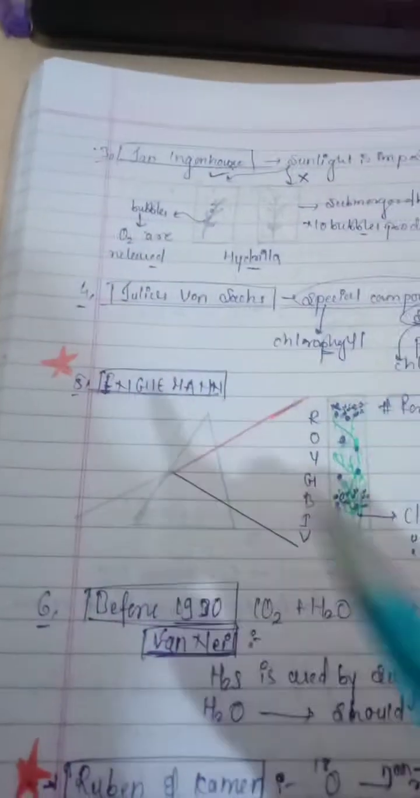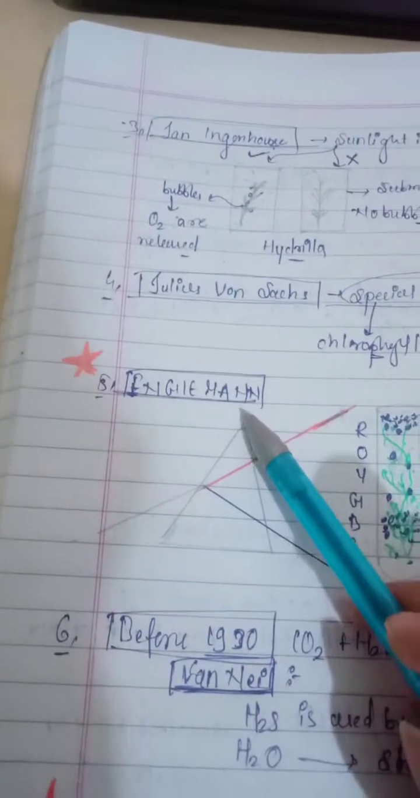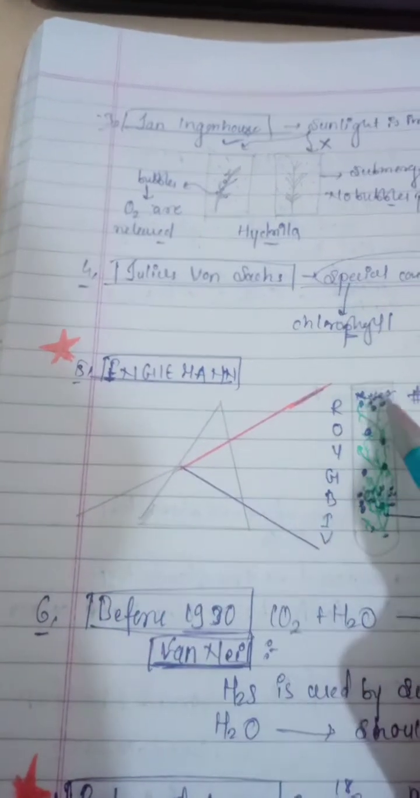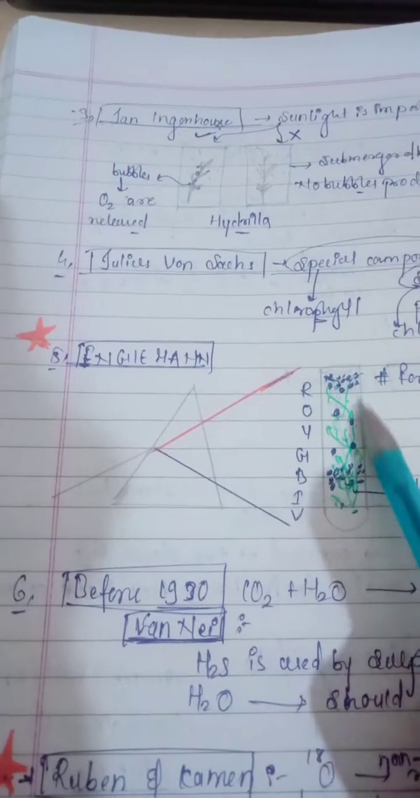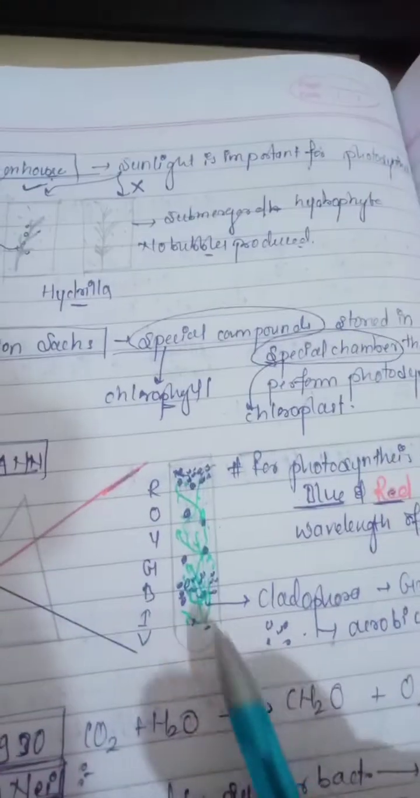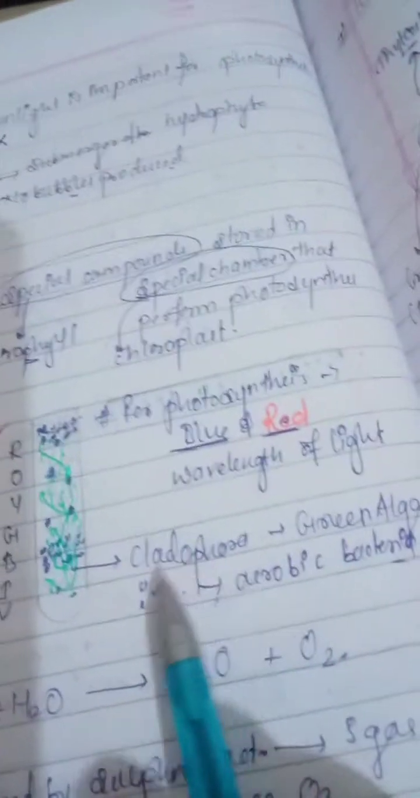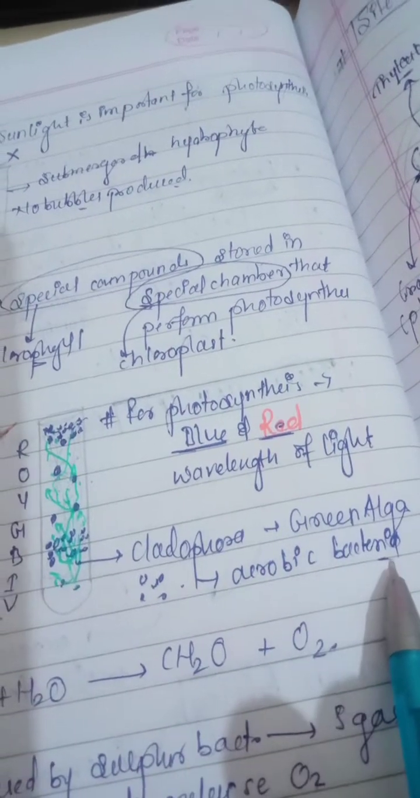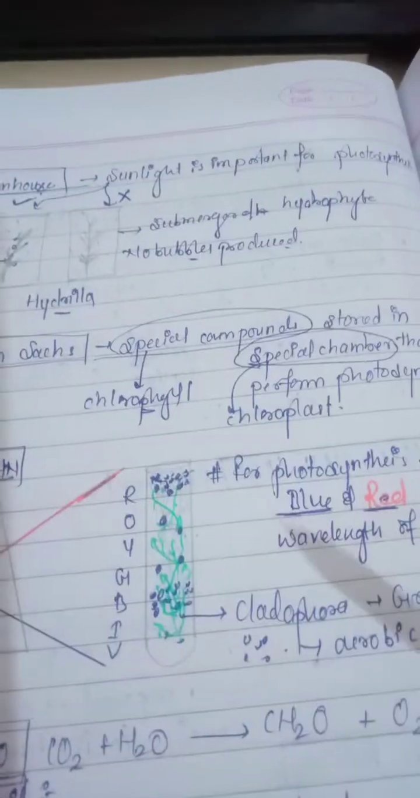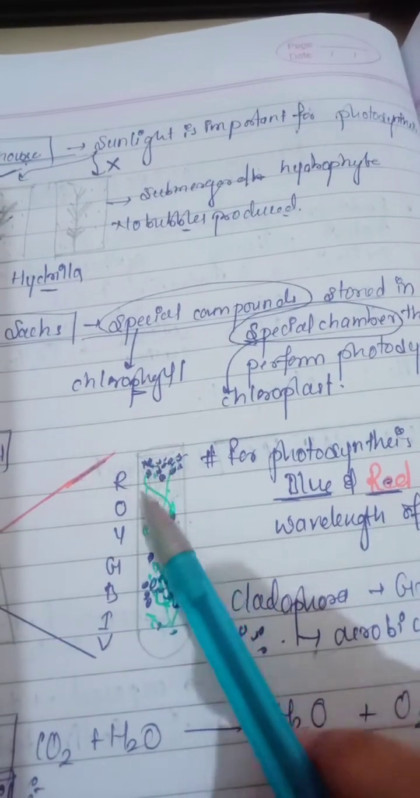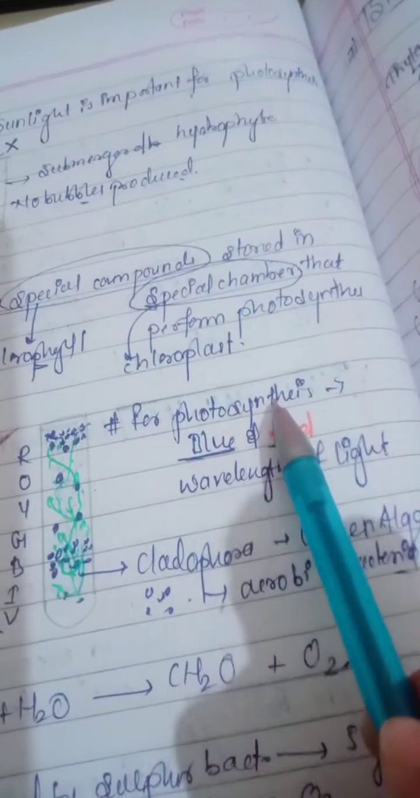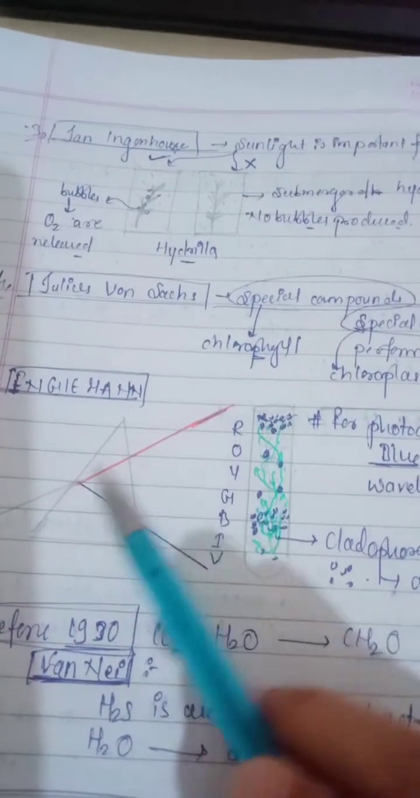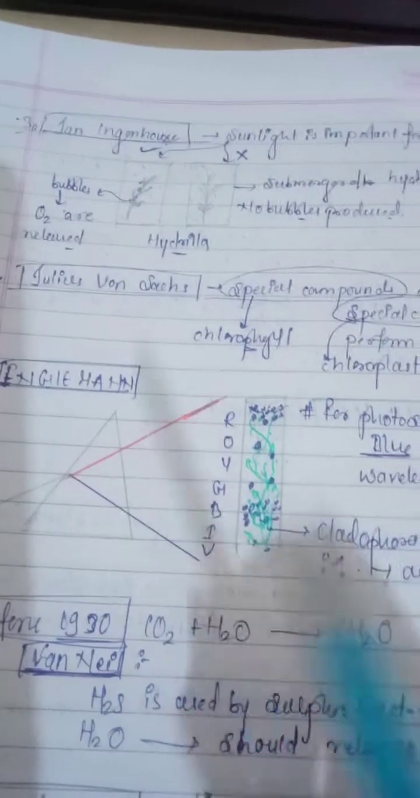Engelmann's experiment. It is a very important experiment which often comes up. So a prism is taken. On the side of this prism there is a glass tube in which Cladophora is kept. Cladophora is a green alga, and aerobic bacteria which utilize oxygen are also present. For photosynthesis, blue and red wavelengths of light are used. That's why I have shown only red and blue light.